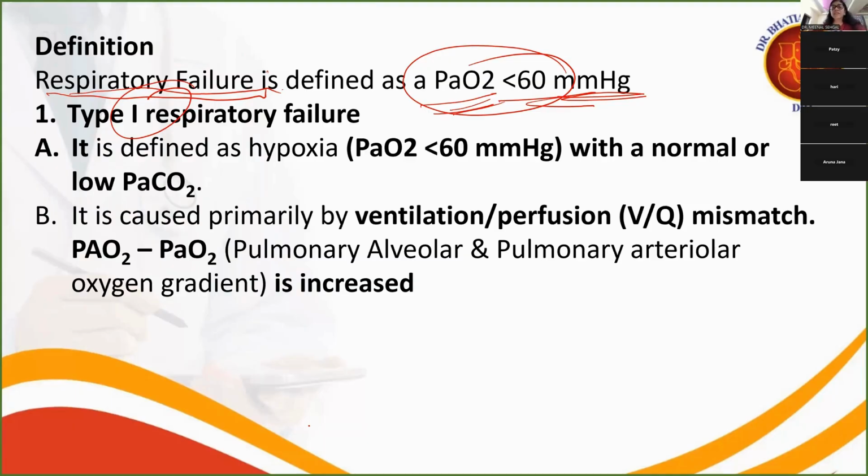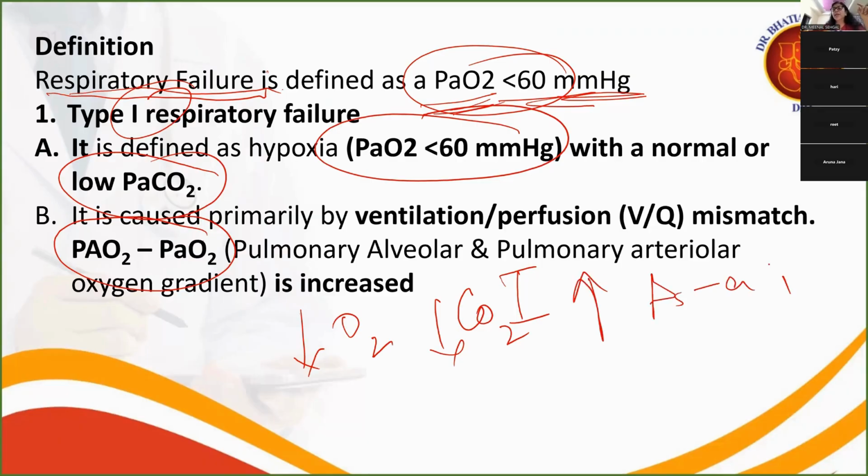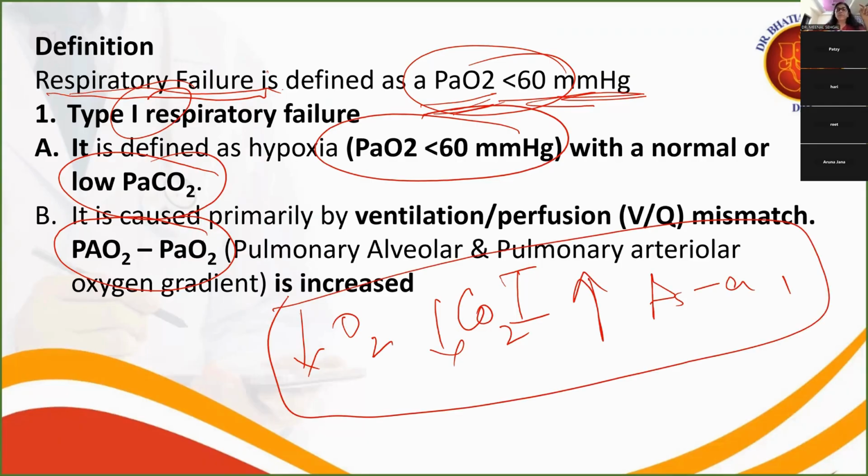So what are the differences? If there is hypoxia with hypocarbia with increased alveolar arterial gradient, it is type 1. So low oxygen, low CO2 and raised AA gradient. This is your type 1. You have to remember this. Hypoxia with hypocarbia with raised gradient is type 1 respiratory failure.